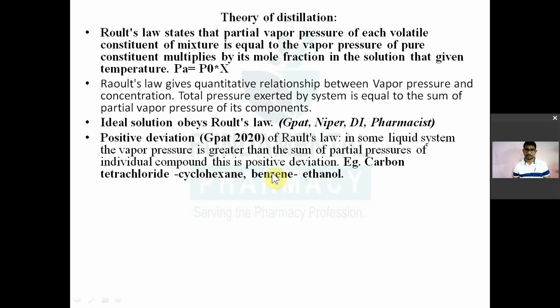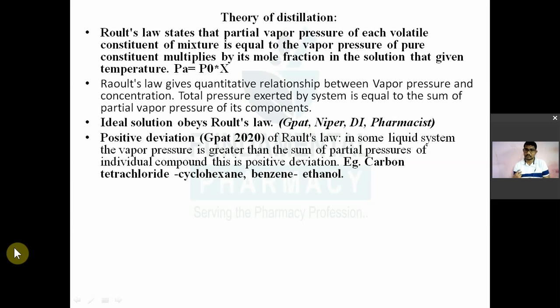So for example, according to Raoult's law क्या कहता है कि जो वेपर प्रेशर है मिक्सचर का, इट इज द सम ऑफ इंडिविजुअल पार्शियल प्रेशर ऑफ कंपोनेंट्स. मतलब आपके पास में मिक्सचर ए प्लस बी का सॉल्यूशन है, तो उसका जो वेपर प्रेशर है वो कितना होगा, पार्शियल वेपर प्रेशर ऑफ ए प्लस पार्शियल वेपर प्रेशर ऑफ बी, इतना होना चाहिए, ऐसा राउल्ट्स लॉ कहता है. पॉजिटिव डेविएशन मींस व्हाट? So there are some liquid systems where the vapor pressure is greater than the sum of the partial pressures of the individual components.